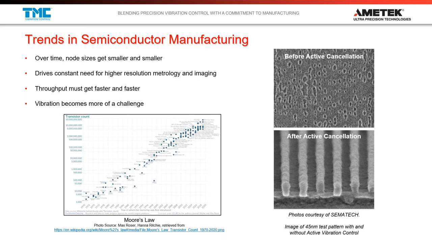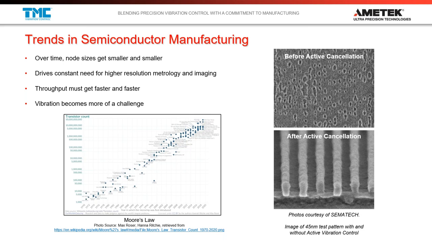Over on the right-hand side is a really interesting image. This is an older image. Look, these are 45 nanometer nodes. This is like 20 years ago that these images were taken at Sematech, which was down in Texas. They had a lithography tool and they were doing this lithography test pattern. The top image shows how bad it was with the floor vibration they had there. And this was a floor vibration issue.